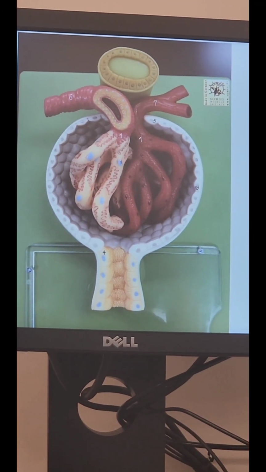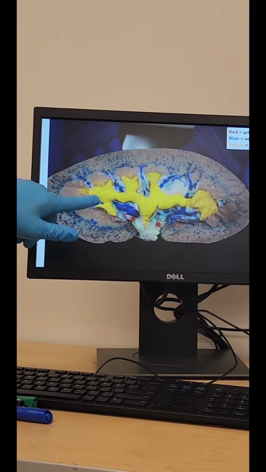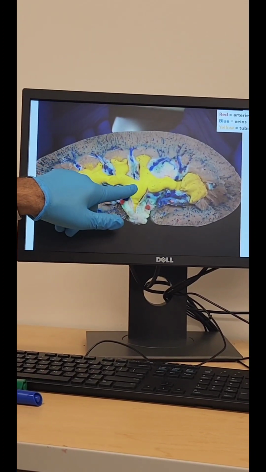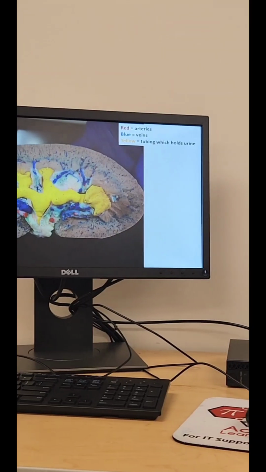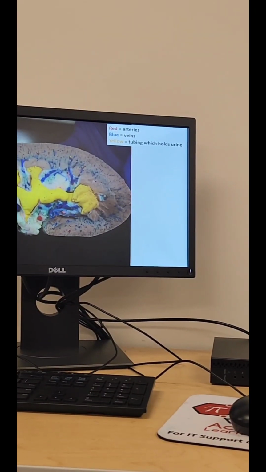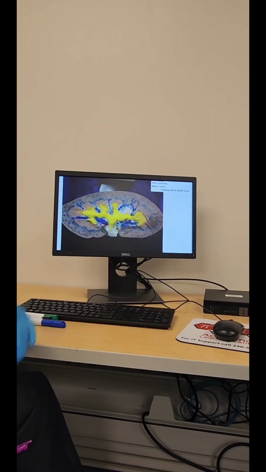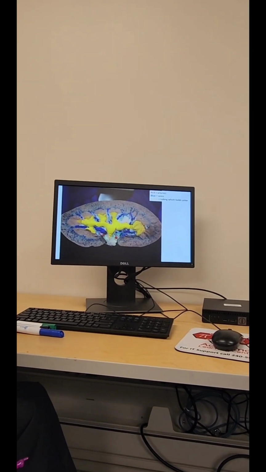And you can see the pyramid. You can see the papilla. You can see the minor, major pelvis. You can see the ureter. Will there be an actual picture like that on the exam? This will be the easiest. Just trust me.